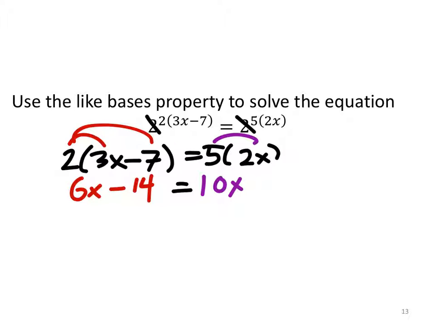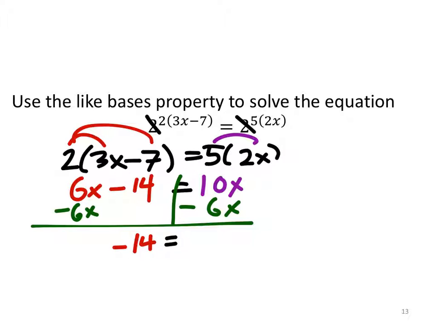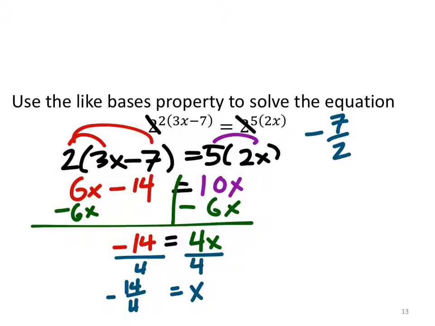And I'm going to choose to put the x's on the right, so I'm going to subtract my 6x from both sides. So I get negative 14 equals 4x. And we'll divide both sides by 4. And we get x is a decimal value on this one, negative. I'm okay with an improper fraction, as long as we simplify it. So we don't want to keep it as negative 14 fourths. We'll divide those both by 2. So negative 7 halves would be our x value.